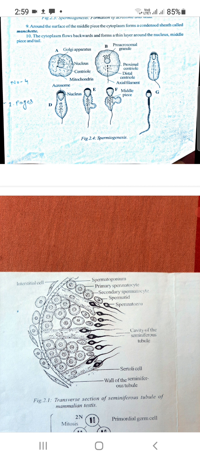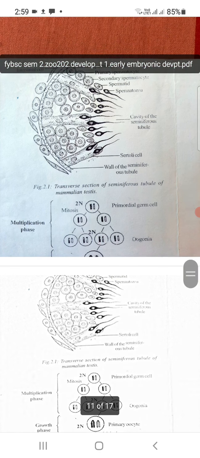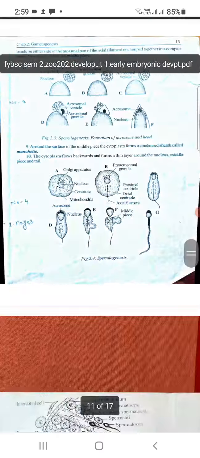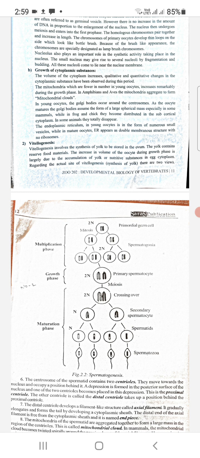This complete process from spermatogonium to spermatozoa is called spermatogenesis, that is, the formation of sperm. The sperm formation takes place in the seminiferous tubules of the testis. In this way, the formation of sperm takes place in the following steps. It is divided into three steps: the multiplication phase, growth phase, and maturation phase.